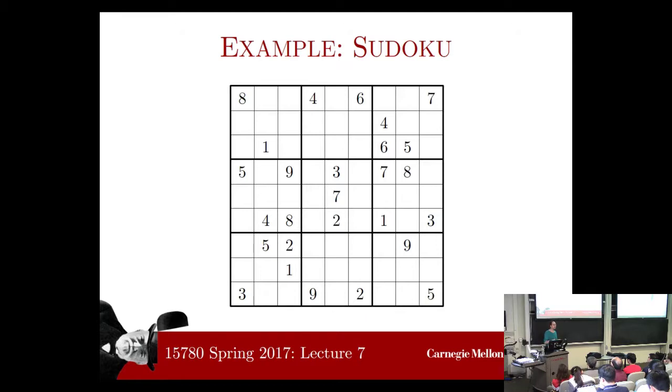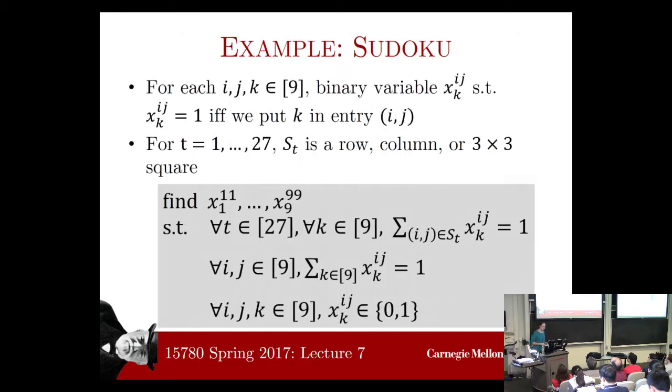Okay, so all of the rows, columns, and 3 by 3 squares have 9 entries, and you want each one of the numbers 1 to 9 to appear exactly once in every subset like that. So this is a well-known puzzle, and let's see how to write it as an integer program. We'll jump right into it.